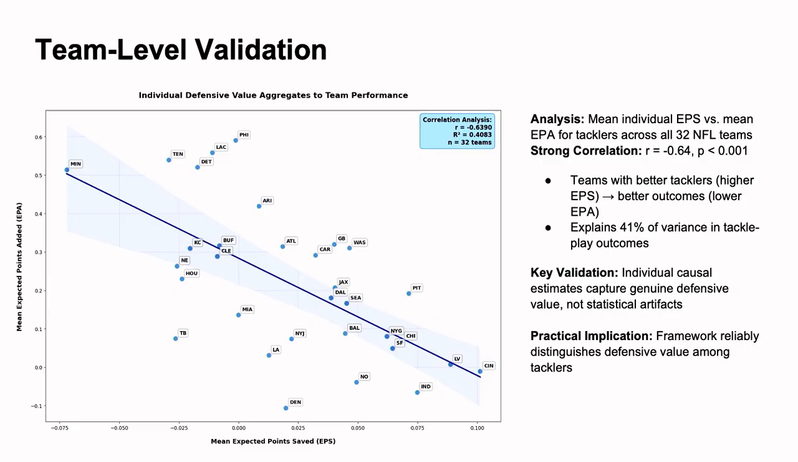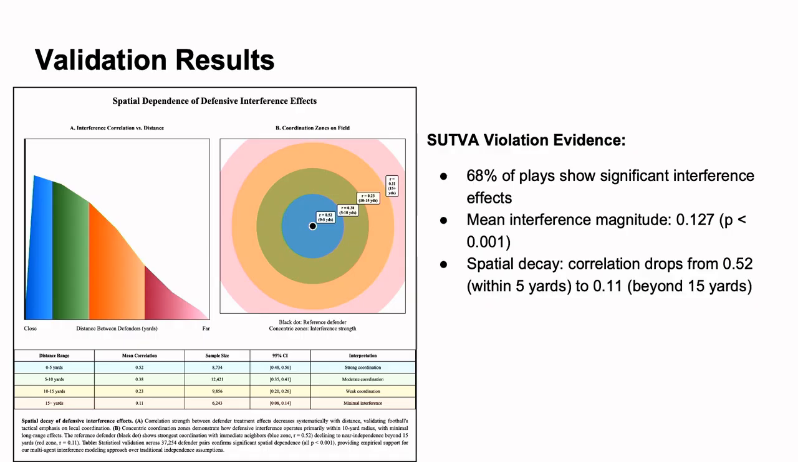Next thing you can look at is, now that we know that it shows some beneficial individual effects, we can look at the team effects. And we can see that on the x-axis is the mean expected points saved, so our metric, and on the y-axis is the mean expected points added during tackle plays. And we can see there's a strong negative correlation here, which is what we want, meaning that teams with better tacklers tend to have better outcomes. And this explains about 41% of variance in tackle play outcomes. So it's important here to note that the individual causal estimates can capture genuine defensive value, not just statistical artifacts. And so this framework can help teams distinguish the best defensive teams as well as players.